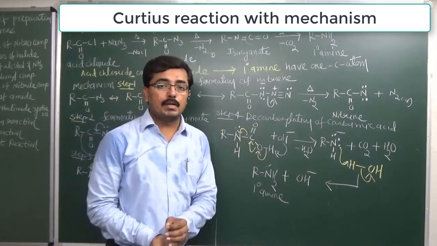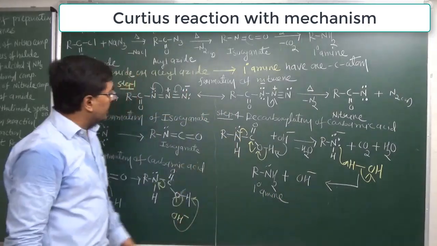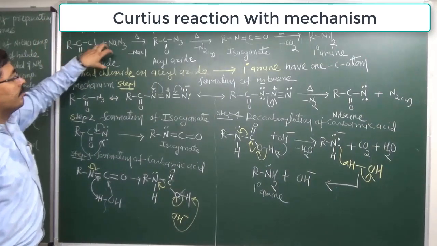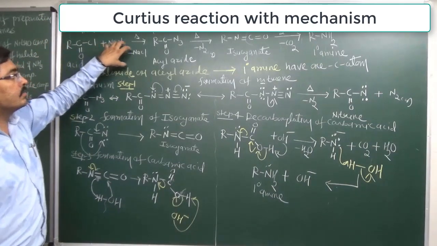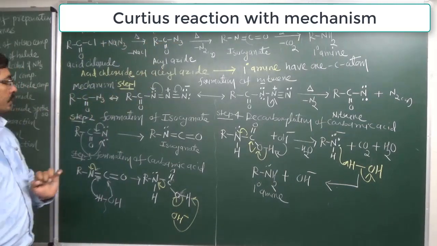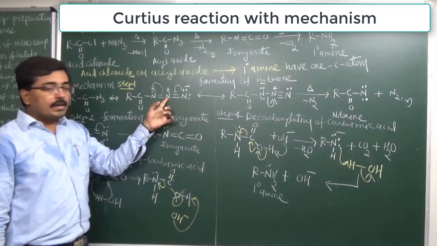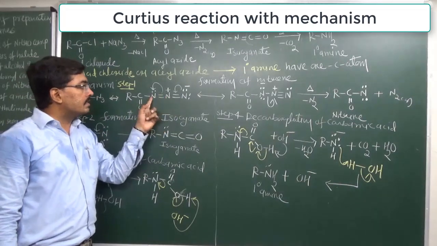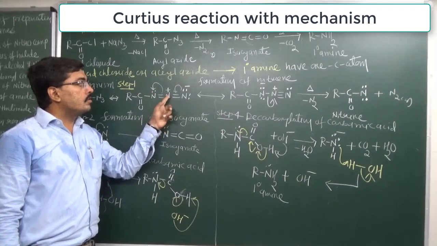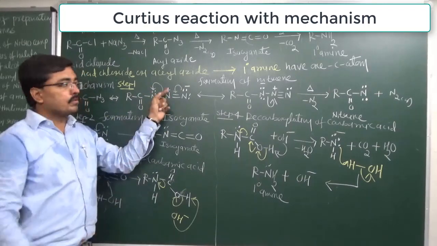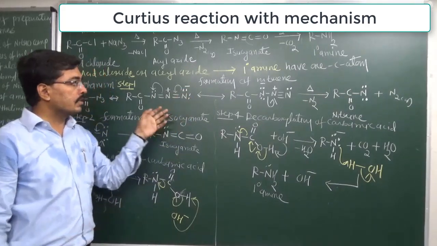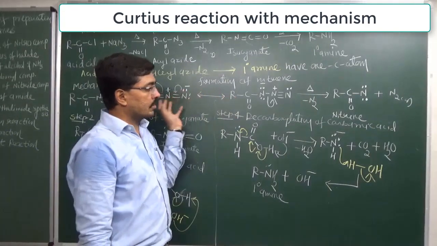So let's revise once how it happened. Very simple: acyl chloride, when reacting with sodium azide, gives an acyl azide. Now this acyl azide has these types of resonating structures. This central nitrogen has four bonds, this nitrogen has three bonds. So one electron pair is given, now it has four bonds, so a positive charge. This nitrogen has one bond less, so it has a negative charge. Now this is the resonating structure.